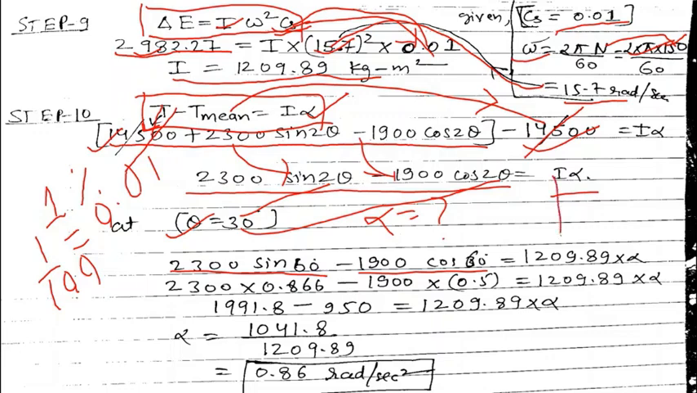1209.89, that is the value of I we have calculated here. See here, I have calculated the value of I. So I will put the value of I from step number 9 into this expression in step number 10, and the value of alpha can be calculated using sine 60 degree and cos 60 degree. You have to put the values of sine 60 degree and cos 60 degree here and solve this expression. You will find the value of alpha as 0.86 radian per second squared.